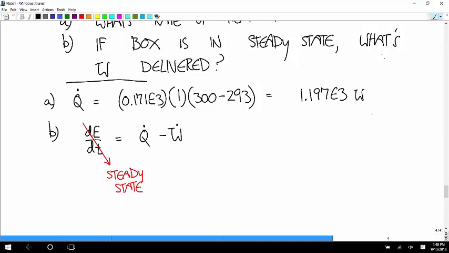So now we have to think about the sign of Q dot. Our first law sign convention says Q and Q dot are positive if energy is going to the system. Is energy going to the box or away from the box? Away. So 0 is equal to negative 1.197 times 10 to the 3 minus W dot.